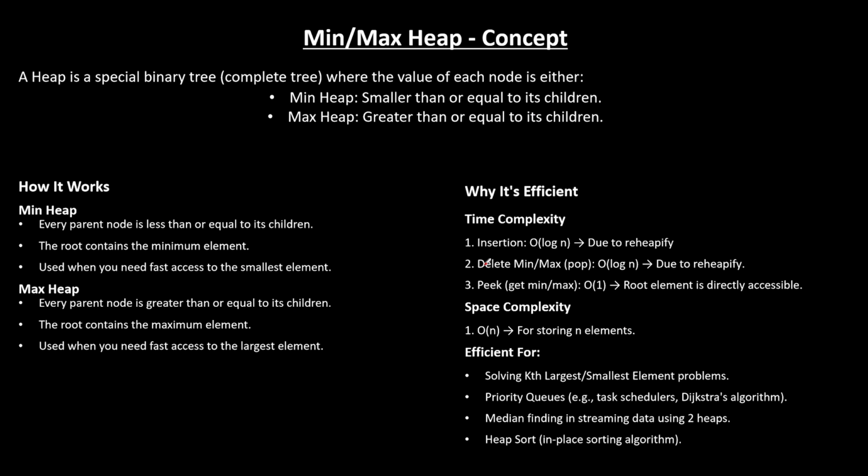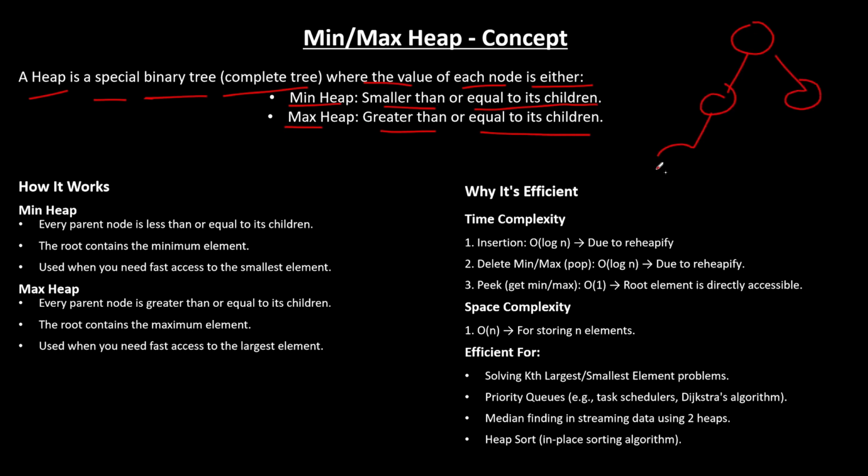Before going to the next slide, let's understand what the min heap or max heap concept is. Fine. So what is a heap? It is a special binary tree or a complete tree where the value of each node is, in the min heap case, smaller than or equal to its children, and in the max heap case, greater than or equal to its children. So basically, it stands like this. This is a tree, and if you're looking at the min heap, how does it work? Okay, let's see here.